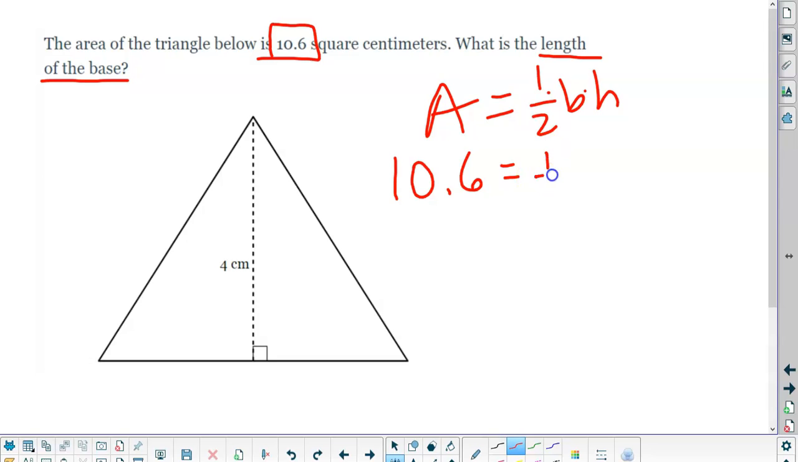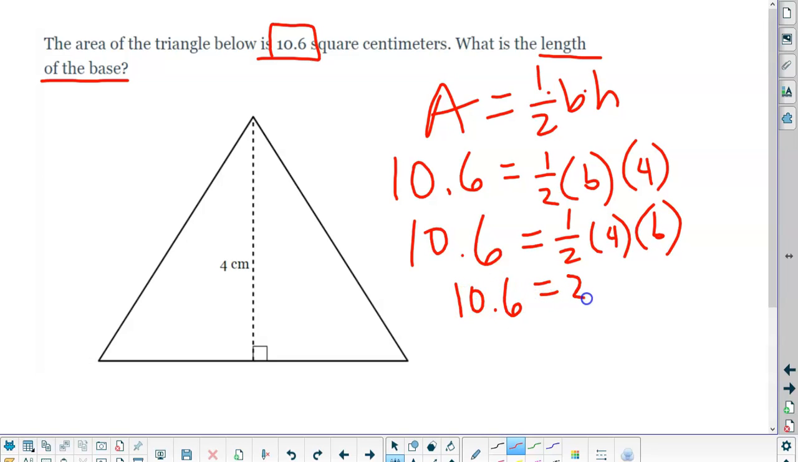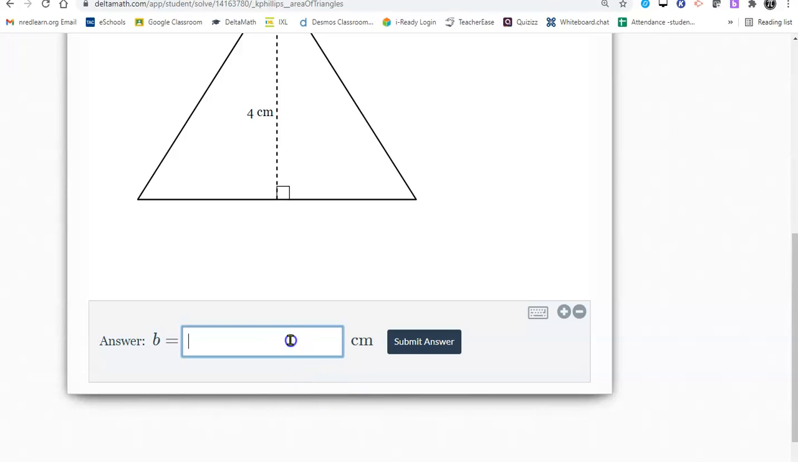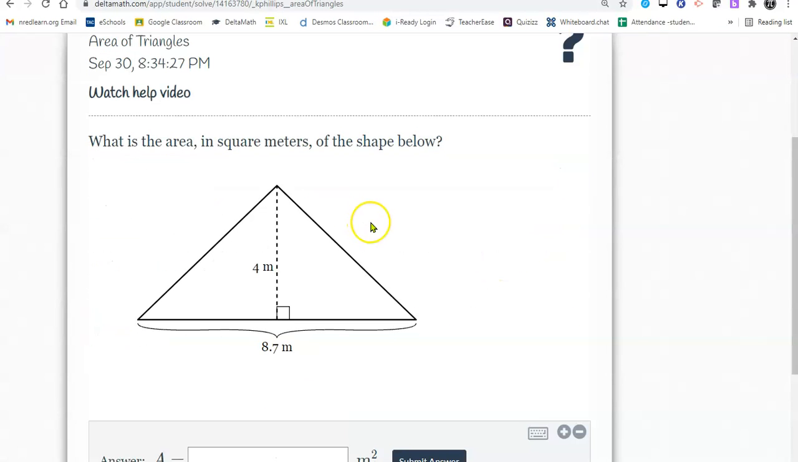So I know the height again, right? So half the base times the height, which is 4. Again, I'm going to use my commutative property here to rearrange these parts because I can do half of 4, but I can't do half of b. So that means 10.6 is equal to half of 4, which is 2, times the number b. Finish it off. Divide both sides by 2. I actually don't need a calculator for this one because I know half of 10 is 5 and half of 0.6 is 0.3. So that's 5.3 centimeters. So let's head back here, enter our answer. And that's how you do it.